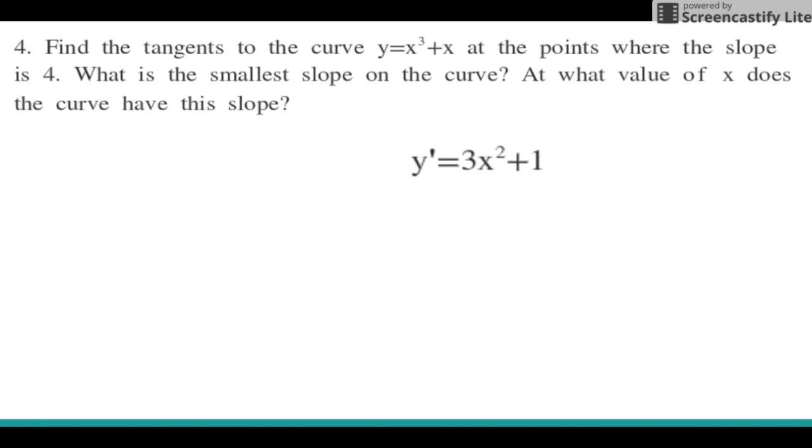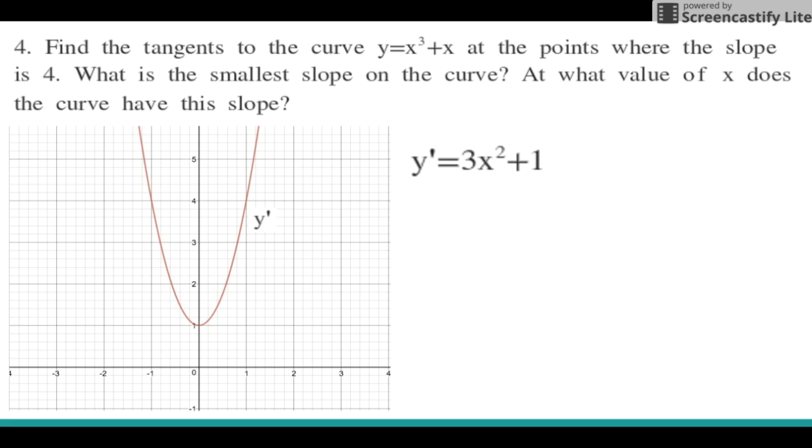In the second part of this question, we're looking to find the smallest slope on the curve. Basically it's asking us when the derivative is the smallest. We already have the derivative equation from part 1, and we're going to use it again. But this time we are going to use the graph of the derivative, which will look like this, and you can use your calculator to do the same thing. Just plug in 3x squared plus 1 into your calculator.